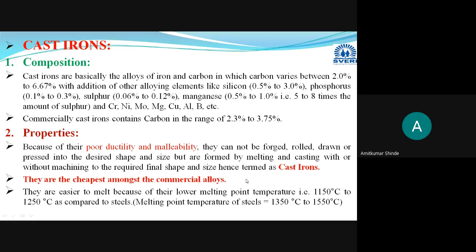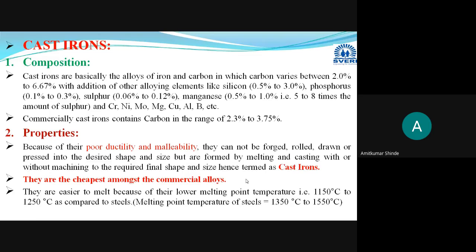Due to the higher percentage of carbon, these materials have very poor ductility and malleability. Due to this, forming the desired shape and size is not possible by regular processes like forging, rolling, drawing, or pressing. We can use only the casting process, by initially melting them, and with or without machining, we can form the desired product with the desired shape and size. That's why the name is given as cast iron.